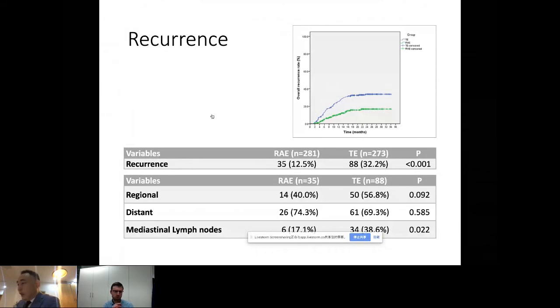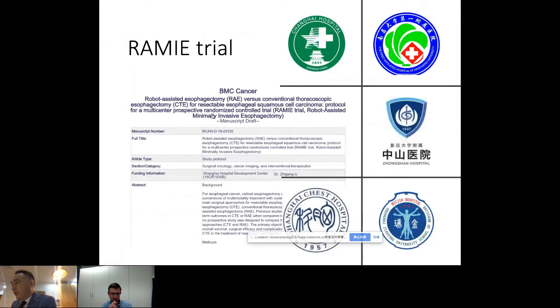So now we are conducting a multi-center randomized clinical trial to compare the effect of robot and traditional thoracoscopic treatments on esophageal cancer. It is expected that the enrollment will end this year. So we are looking forward to the results of this research. Our primary endpoint is the overall survival.